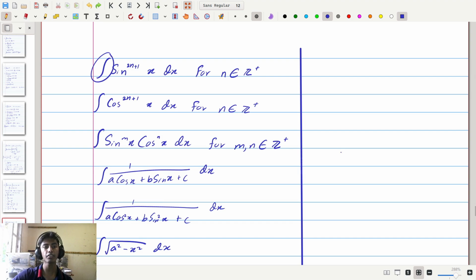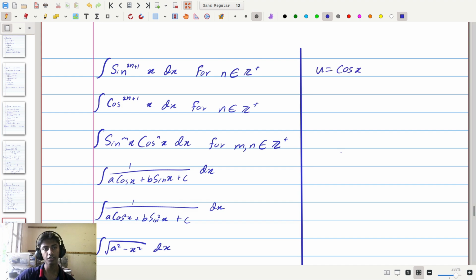First off, what we have is the integral of sine of x to the power of an odd number, as in an odd power of sine of x. Here I've defined that by saying 2n plus 1, for n being an element of the positive integers. For this case, the substitution you're going to want to use is u equals the cosine of x.